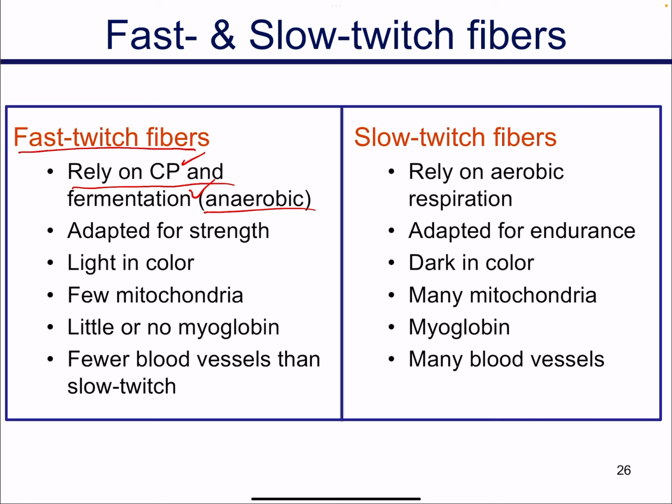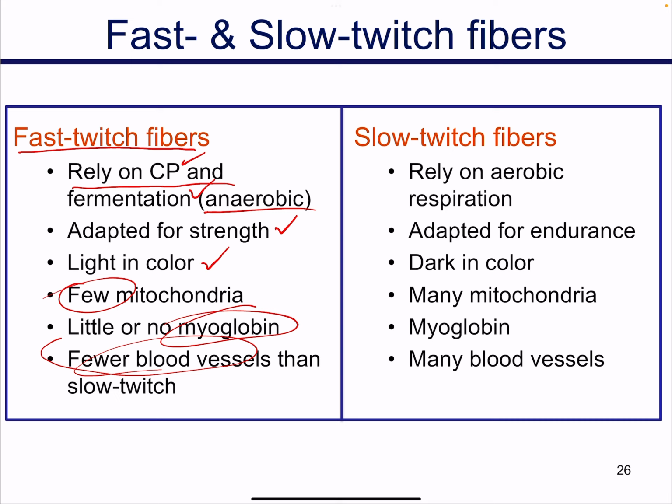They're going to be adapted. The fast twitch fibers are going to be adapted for strength, like lifting weight, right? They're going to be light in color. They're going to have only few mitochondria, little to no myoglobin, and fewer blood vessels than slow twitch.